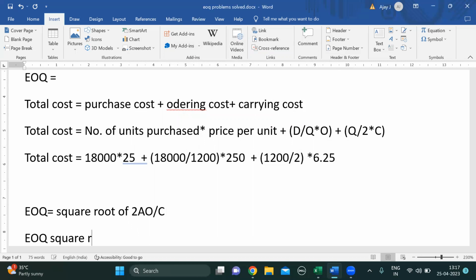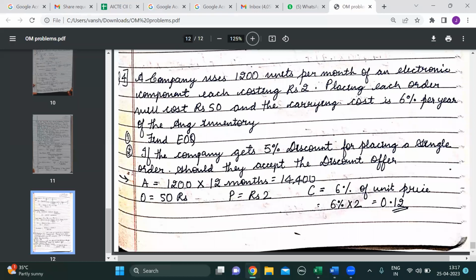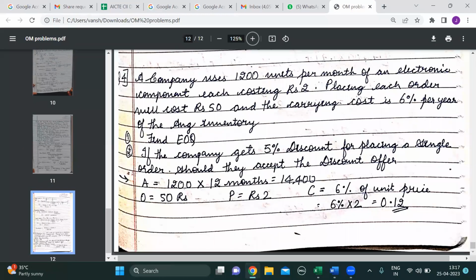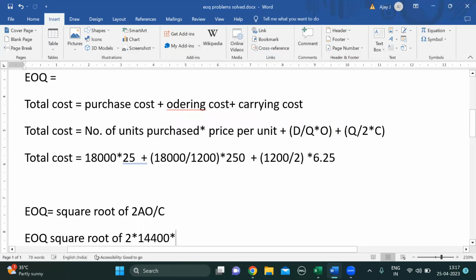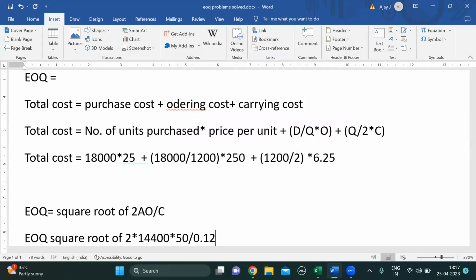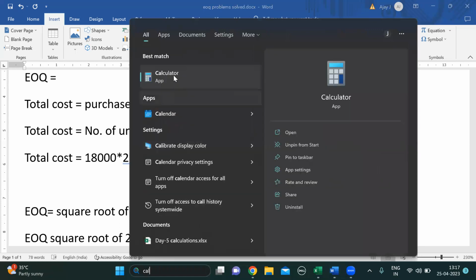So EOQ will be square root of 2 into annual order quantity, which was 14,400 into ordering cost, which was 50 rupees, divided by C, carrying cost, which is 0.12. So we will solve it and see what would be the answer.